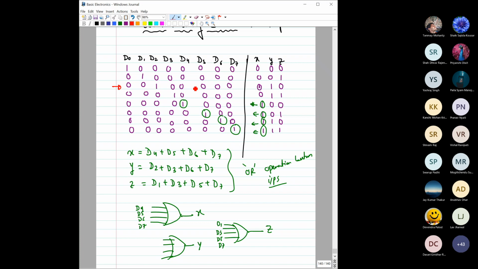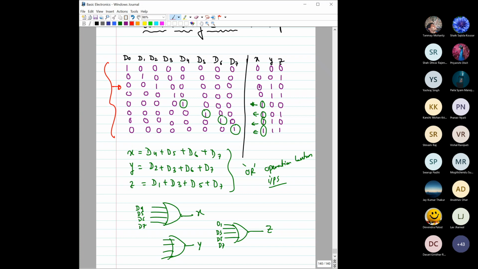To keep this simple, we have said that only one of the inputs can be 1 at any time, but that might not be the real-life scenario. Maybe in real life, more than one input becomes 1. Say maybe this is 1, maybe D4 is also 1. You're getting my point. So in that case, what should that encoder do?